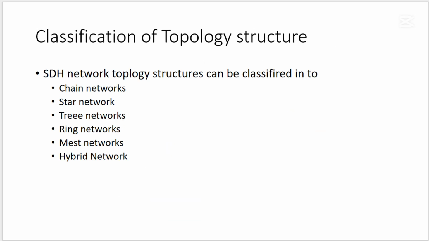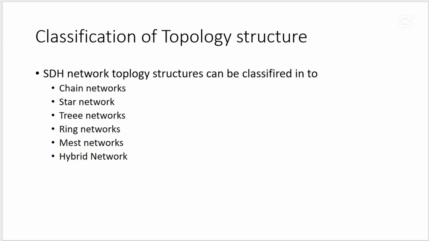So first we are talking about the classification of topology structure. So SDH network topology structure can be classified into point-to-point topology, or we can call it chain network, star network, tree network, ring network, mesh network, and the last one is hybrid network.